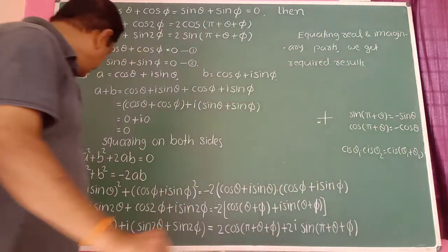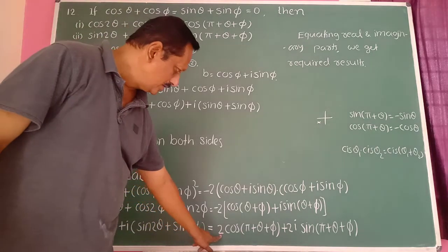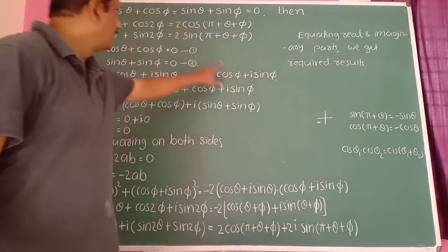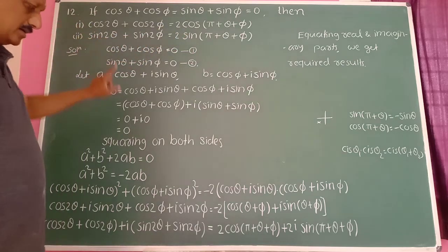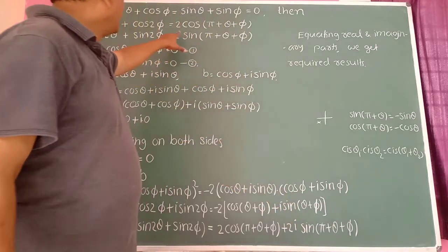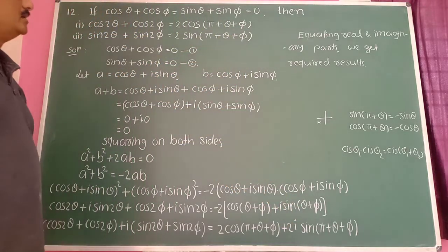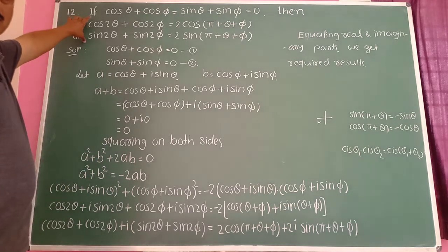Okay, so real part is cos 2 theta plus cos 2 pi. Right side real part is 2 into cos of pi plus theta plus pi. We get this result. Imaginary part is this one here. Equate with the imaginary part, we get this result here. Therefore, equating real and imaginary parts, we get these two required results here.